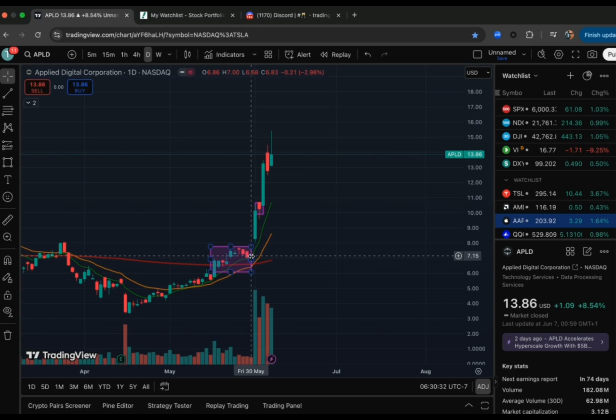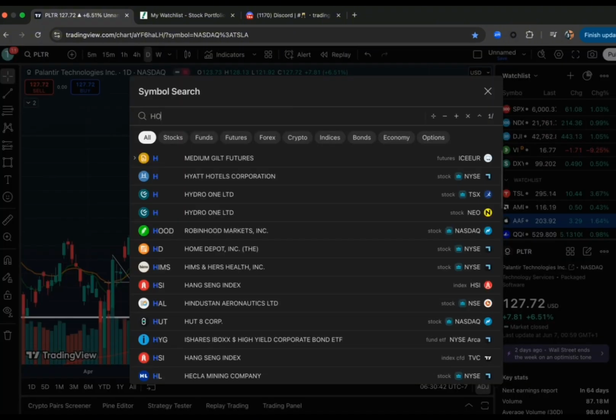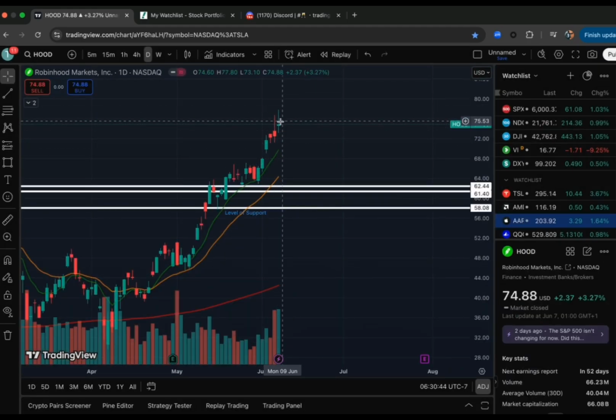We like to buy here. If I pull up Palantir, we like to buy here, close to the moving averages before it makes the move higher. That's how we like to buy. We don't like to buy when it's at the very top. Here's Robinhood. This is not where we would like to buy. We would like to buy when it drops to around $70 here, closer to the moving average.